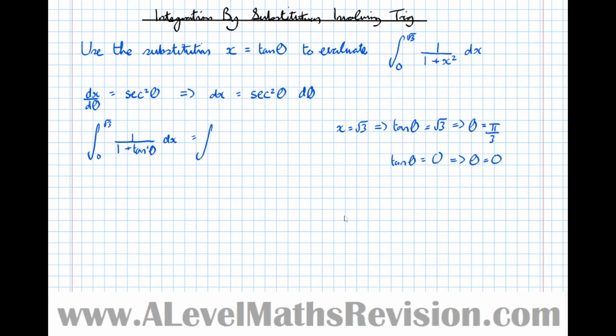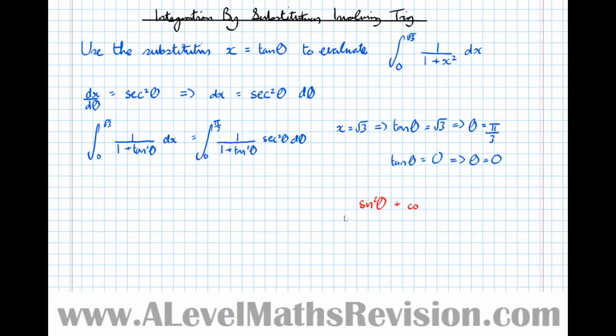So that equals the integral, and now we've got the new limits between pi over 3 and 0 of 1 over 1 plus tan squared theta, and we're replacing the dx here with what we found dx to be, which was sec squared theta d theta. So it looks a bit messy. However, this is the point where in all of these examples a bit of magic happens when you remember your trig identities. So let's write the trig identity down for tan and sec.